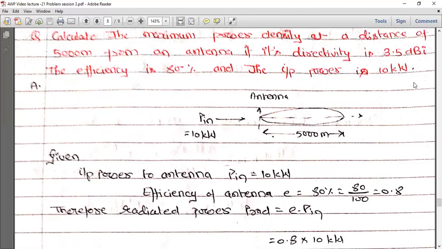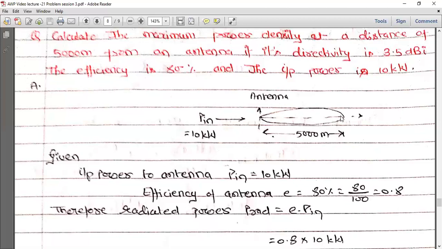Is it clear? As you know very well, I had made it clear in the figure also. This is our antenna. Input power is 10 kilowatt. The antenna has an efficiency of 80%, so a total of 8 kilowatt power is going to be radiated. This power is radiated by the antenna.